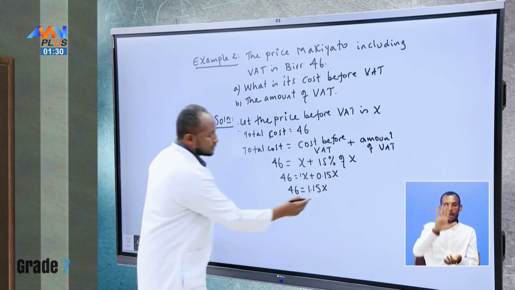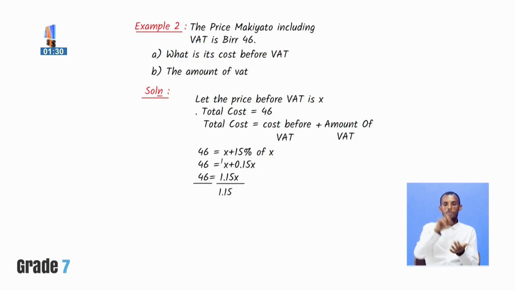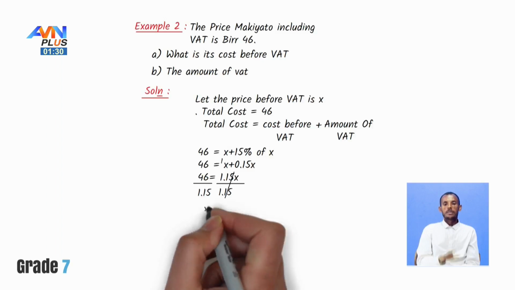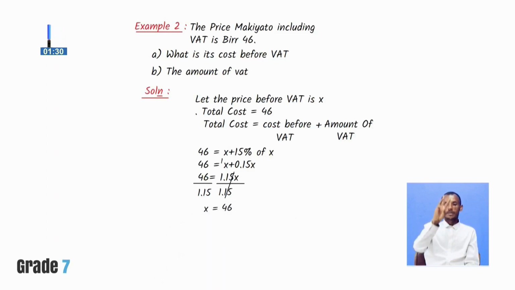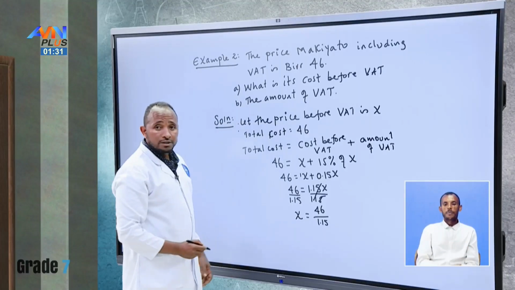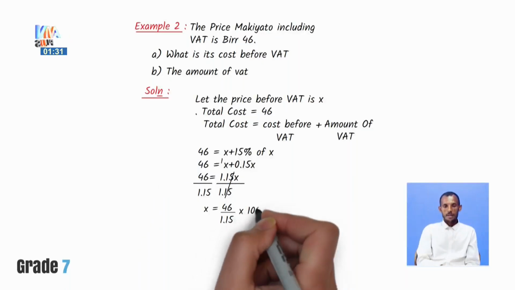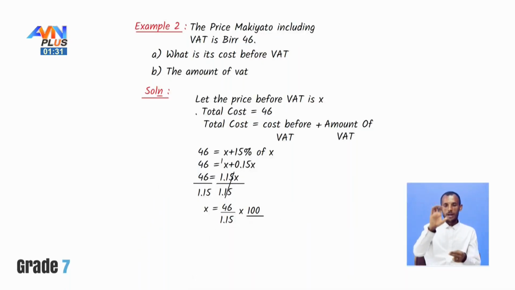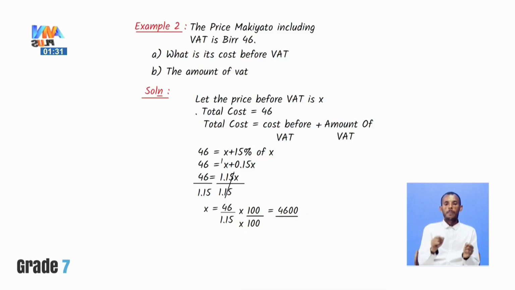To find X, you divide both sides by 1.15. This cancels out. So you get that X is equal to 46 divided by 1.15. To divide this, multiply both numerator and denominator by 100. When you multiply by 100, you'll have 4600 divided by 115.